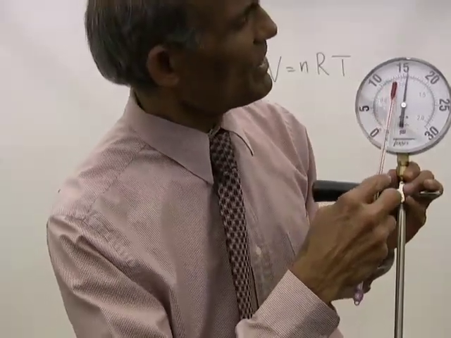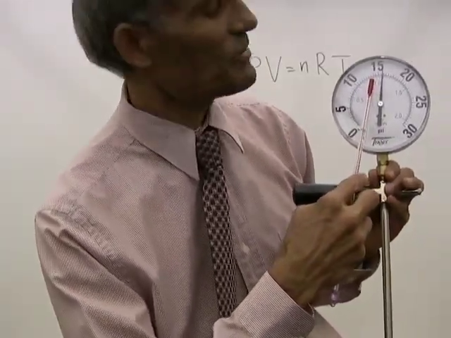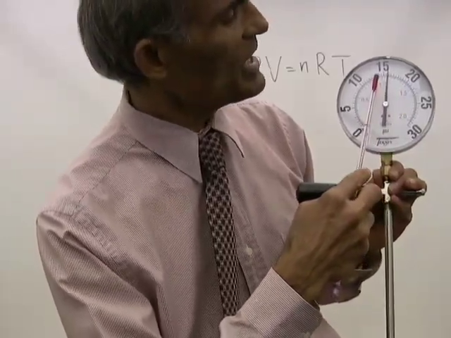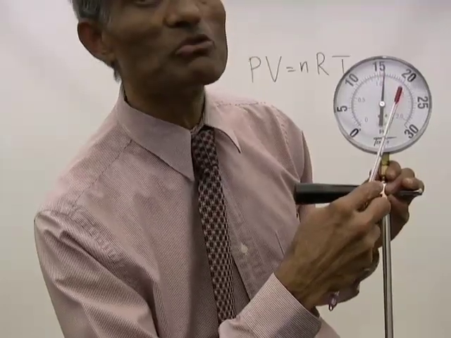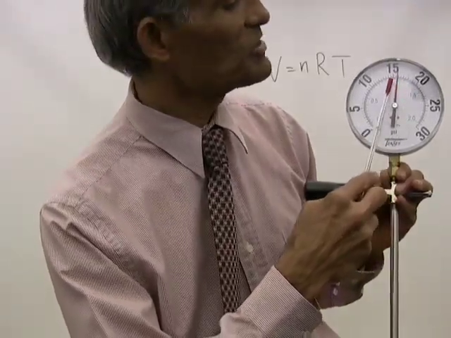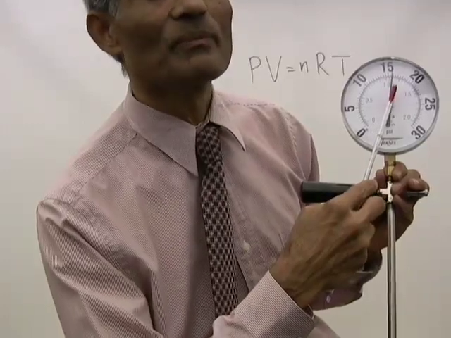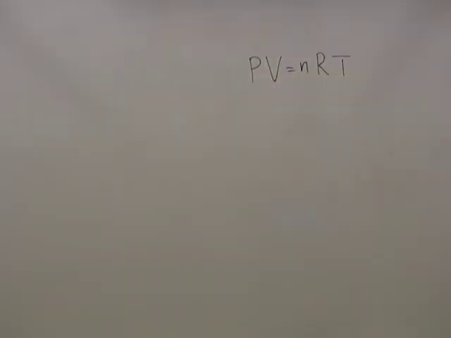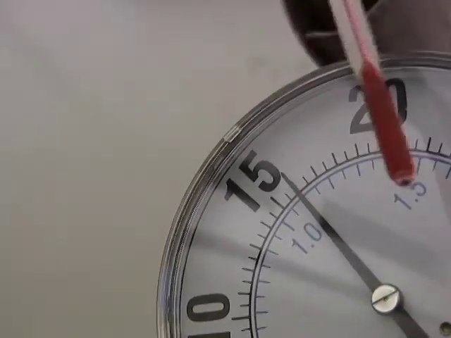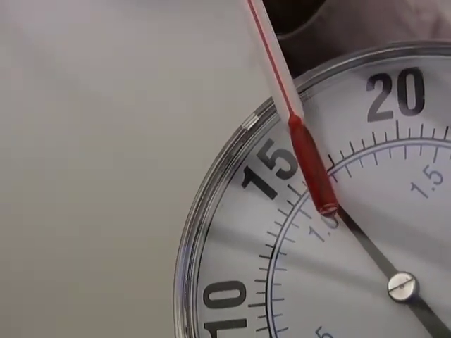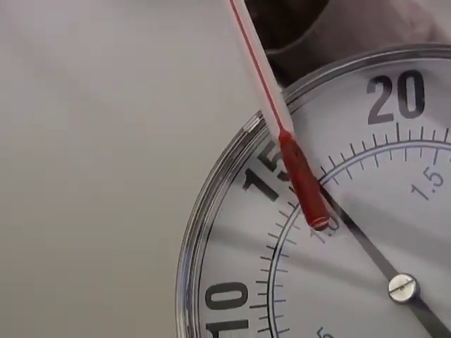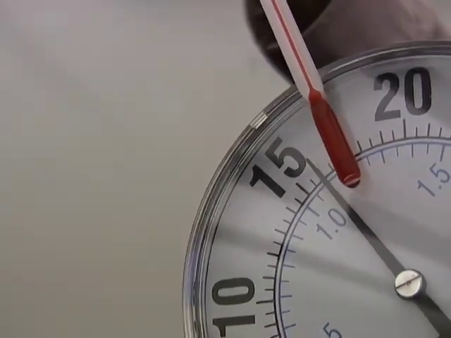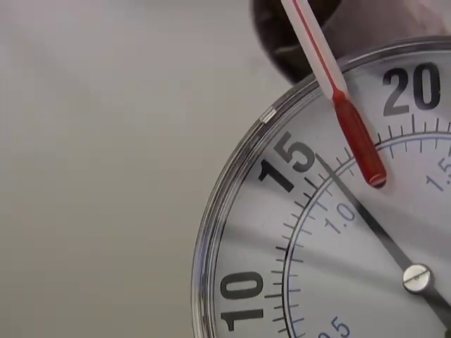There you have 1 atmosphere, that's 1 atmosphere, and that is 1.5 atmosphere, and the interval between is divided into 10 equal parts, which means each division is 0.05. So let me take it closer to the camera and show it to you. Now, this is 1 atmosphere, this is 1.05, 1.1, 1.15, 1.2, and so on.